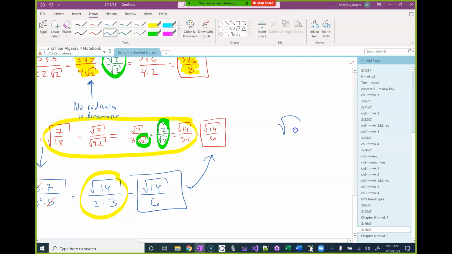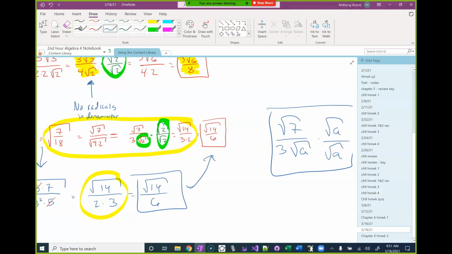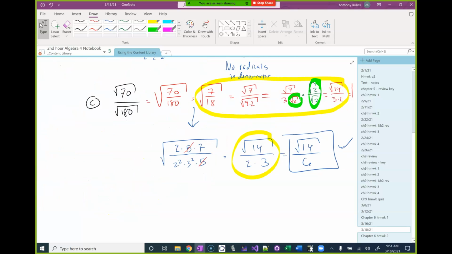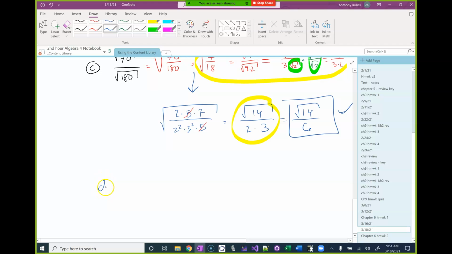So let's do some cube root examples here, because some of these things can change a little bit if we have a cube root or a 4th root or a 5th root or whatever. That we have to be a little bit careful about. So let's say we have the cube root of 54 over the cube root of 16.